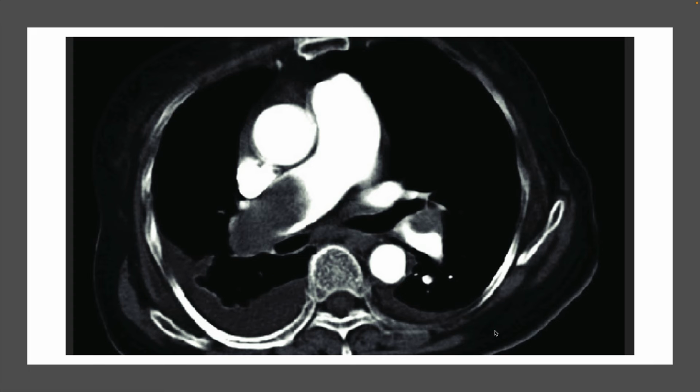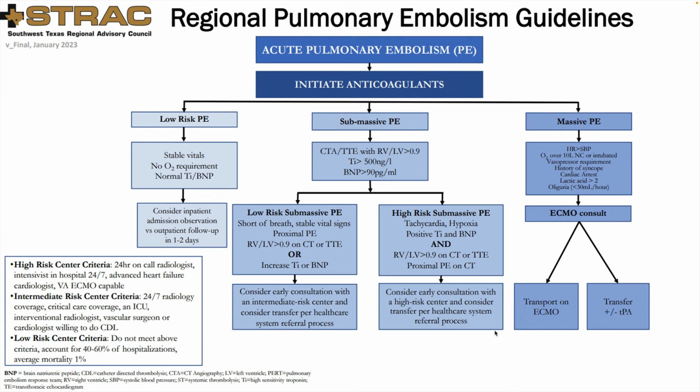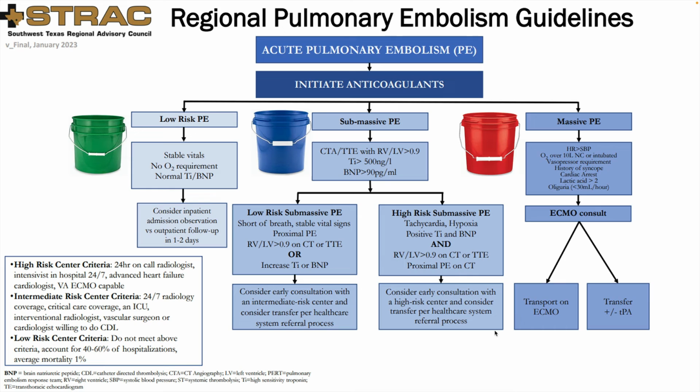Here's our regional pulmonary embolism guidelines. And we basically put the patients into the 3 buckets: the small, medium, and large, the green, blue, and the red buckets. So the green ones I mentioned can go home, but that's only if you can ensure that you got them the anticoagulation that they'll need to go home on.